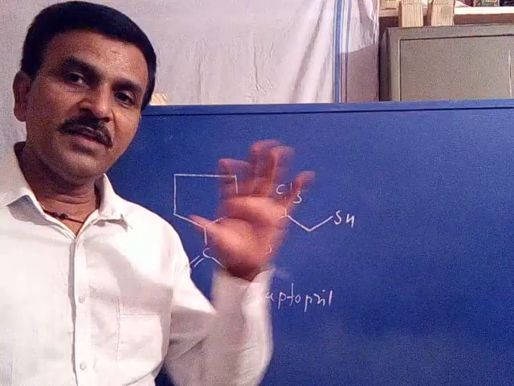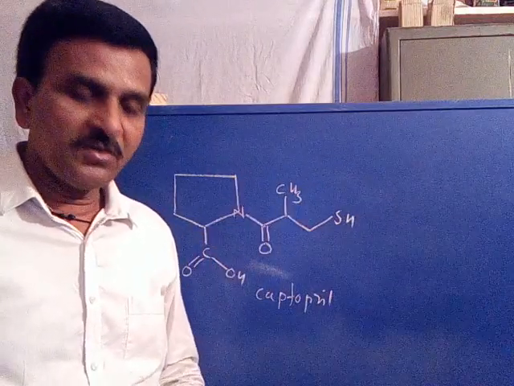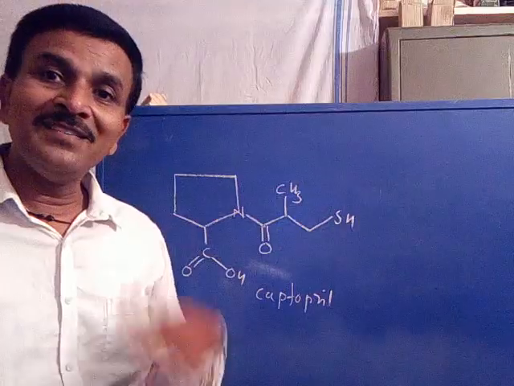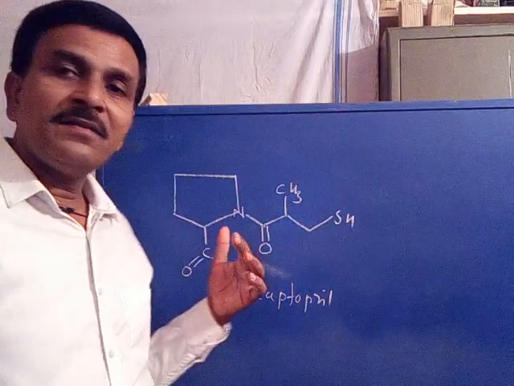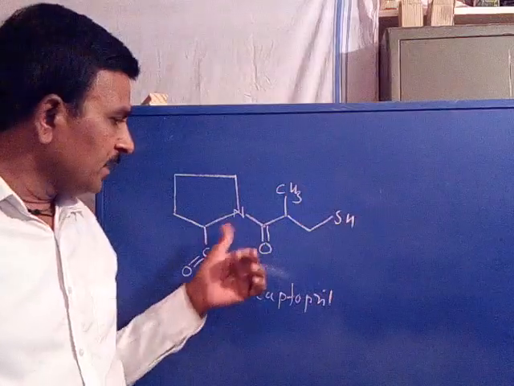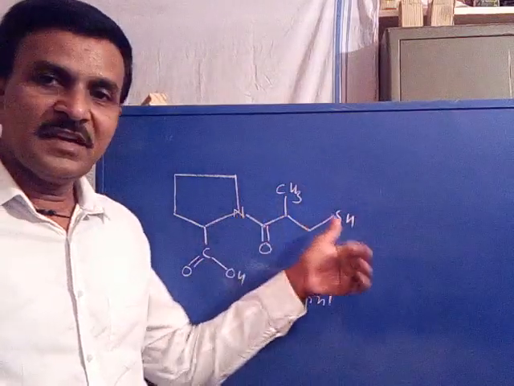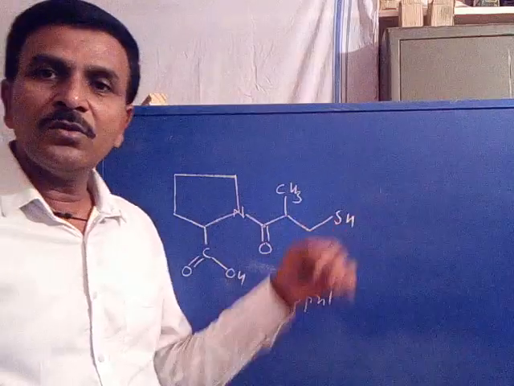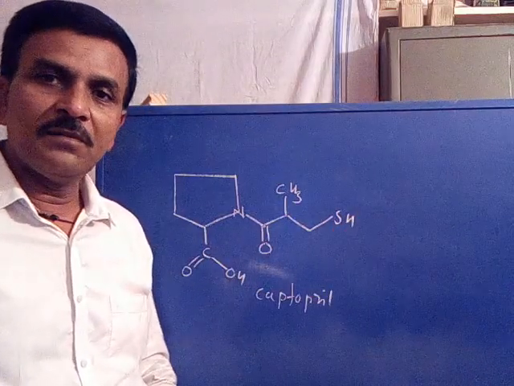Is it clear? So based on that study and based on the proline structure, captopril was designed as an enzyme inhibitory drug. Now this is proline. Its side chain is extended as C double bond O, CCH3 and CH2SH group. Is it clear?